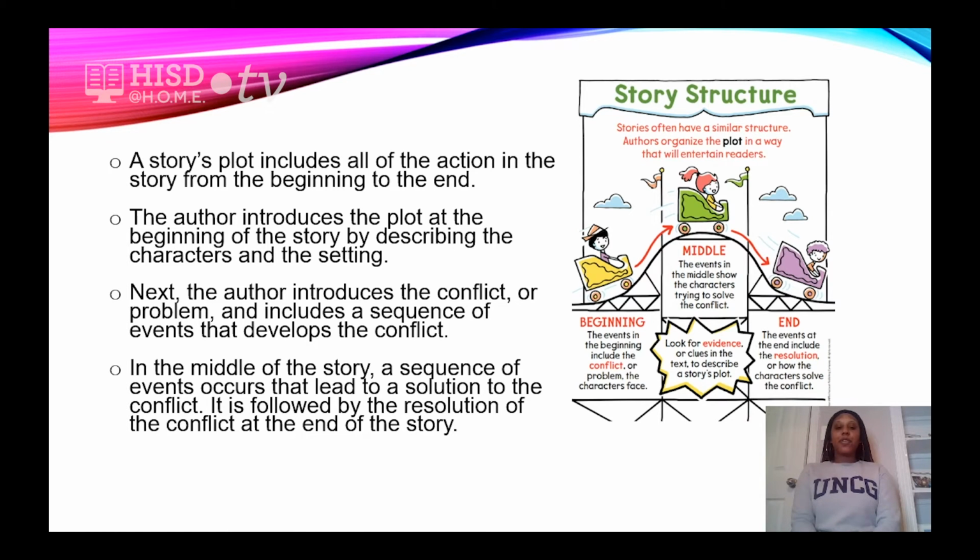Let's review what a story plot is. So a story plot includes all of the actions in the story from the beginning to the end. The author introduces the plot at the beginning of the story by describing the characters and the setting. Next, the author is going to introduce some type of conflict or problem and includes a sequence of events that's going to help us develop that conflict. In the middle of the story, the sequence of events occurs that's leading to a solution to the conflict, and then it's followed by the resolution of the conflict at the end of the story.